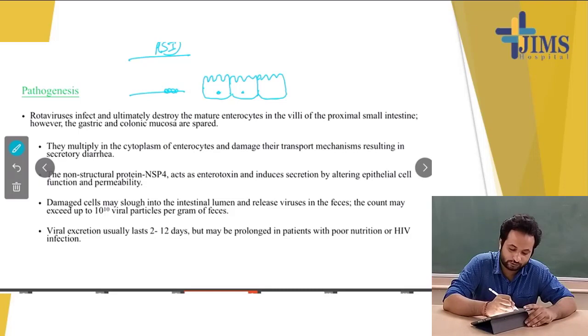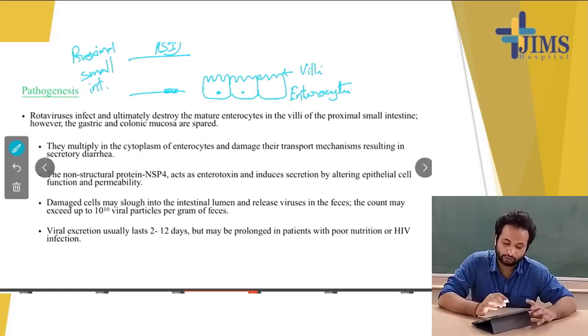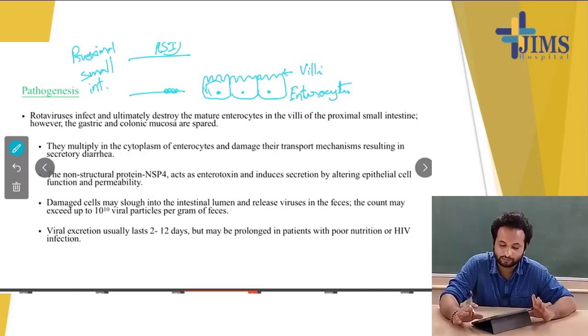Okay, so this is your proximal small intestine. These are your enterocytes, which have villi in them. Okay, so where does rotavirus multiply? They multiply inside the cytoplasm of these enterocytes and damage the transport mechanism, resulting in secretory diarrhea.